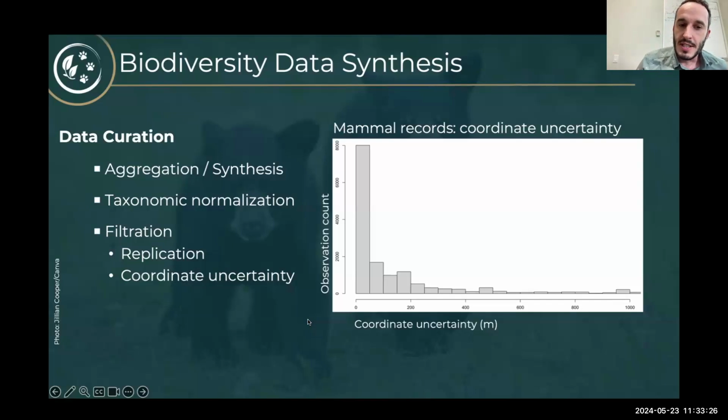So coordinate uncertainty is the range of uncertainty represented as the radius in meters surrounding the point that is mapped as the species occurrence. Here you can see a histogram showing the range of values in the GBIF data for the mammals that we synthesized. As you can see, most of the records are mapped with a coordinate uncertainty under 50 meters. So these data points can be used to model using predictors with a resolution of 50 meters or more, basically. And some of that, of course, in that bin of 50 meters might be finer resolution, or sorry, higher accuracy.